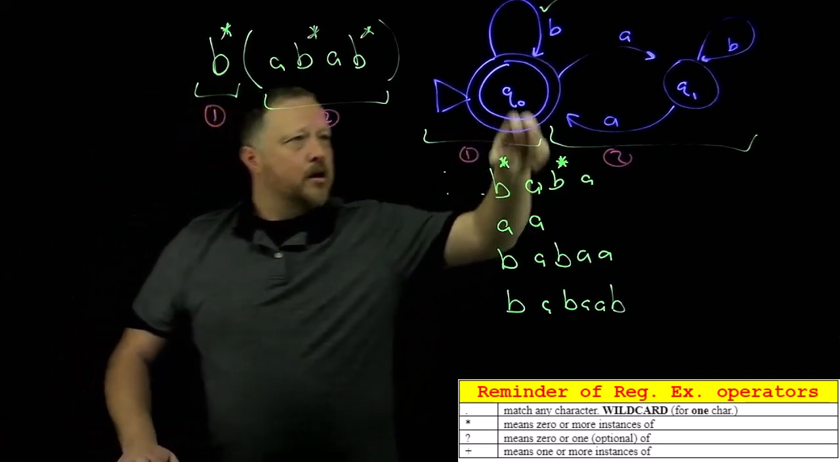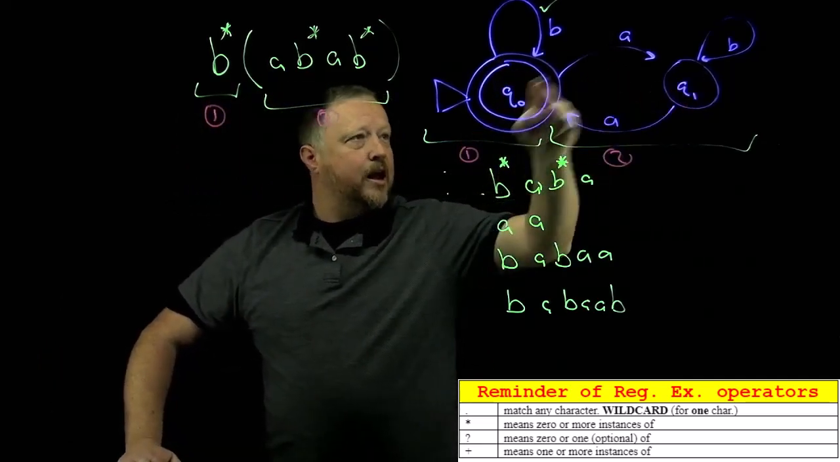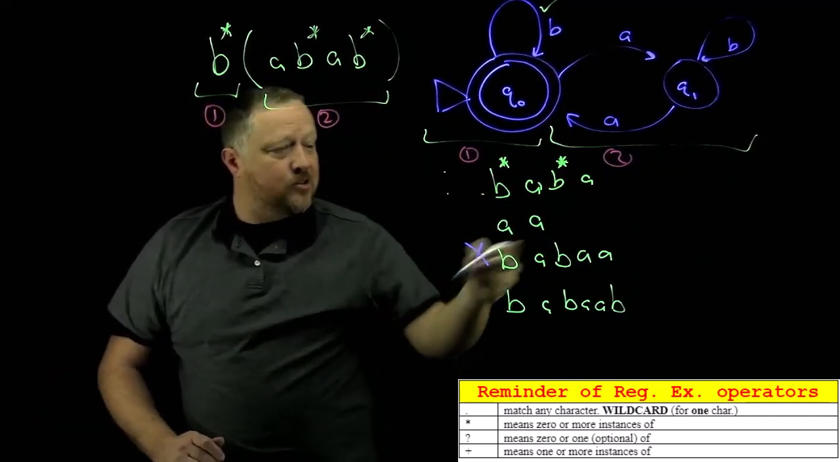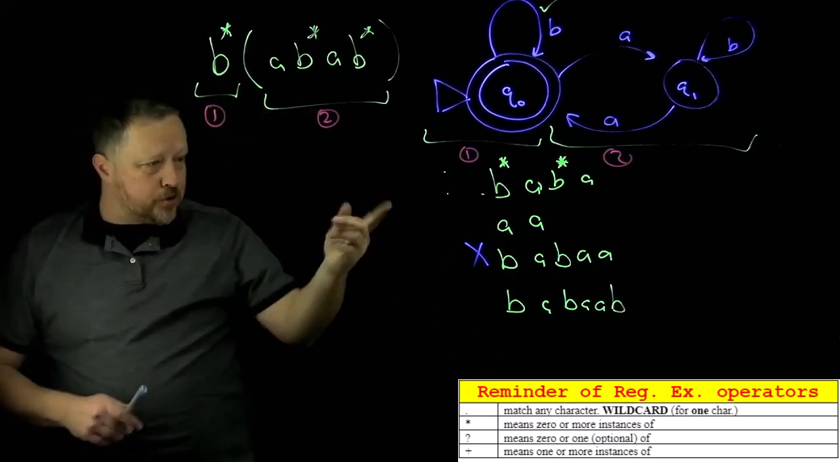So let's see here. B, A, B, A. Oh no, it's wrong. So this one's actually wrong. This one did not get to the accept state. So that's why that didn't work out with the other one. Now you know why we check back and forth. So I screwed that one up.